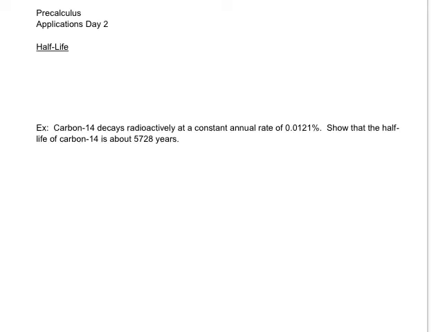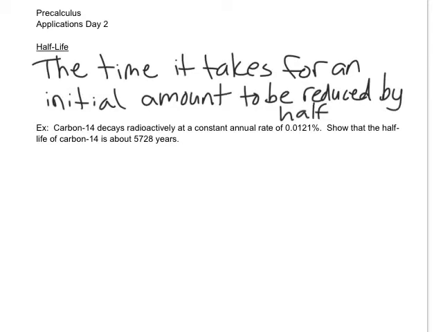Alright, today we're going to do more applications using exponential and logarithmic equations, and we're going to define what the half-life is. We've talked about doubling time, and doubling time is the time it takes for something to double. So the half-life is kind of the opposite of that. The half-life is the time it takes for an initial amount to be reduced by half. Instead of doubling, we are halving it.